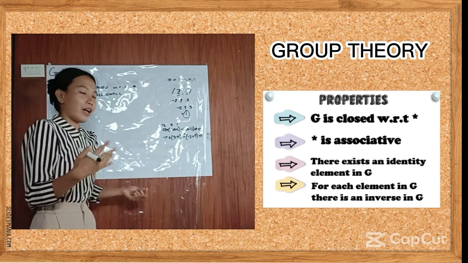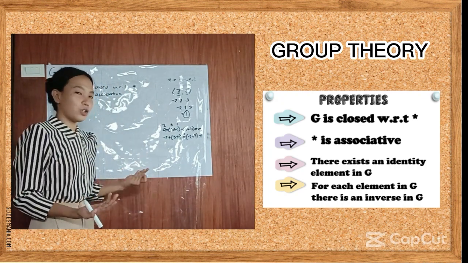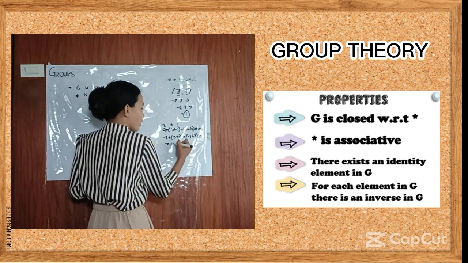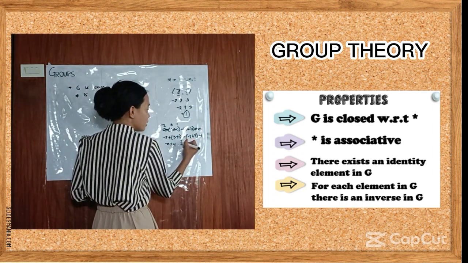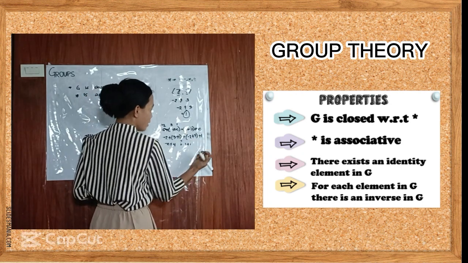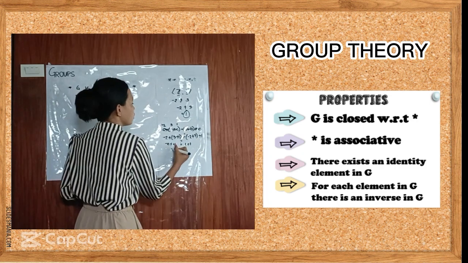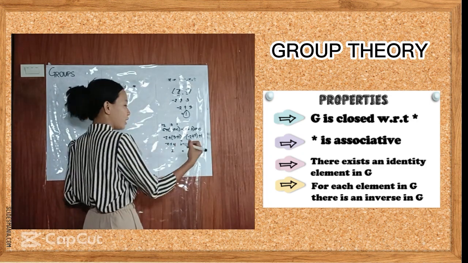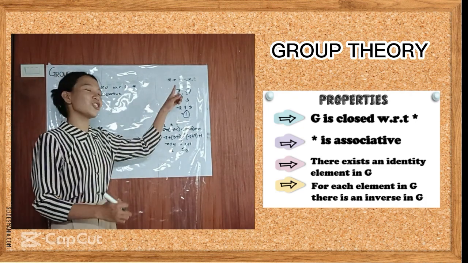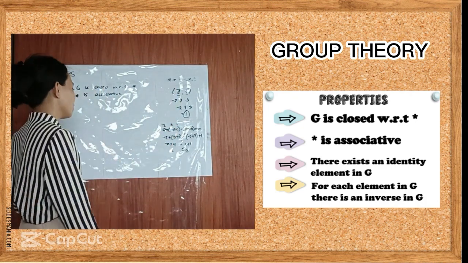Are they associative? Let's see. -2 plus 3 plus 1 is 4, equals, question mark, -2 plus 3 is 1, plus 1. -2 plus 4 is 2. 1 plus 1 is 2. Therefore, the integers under addition is associative.